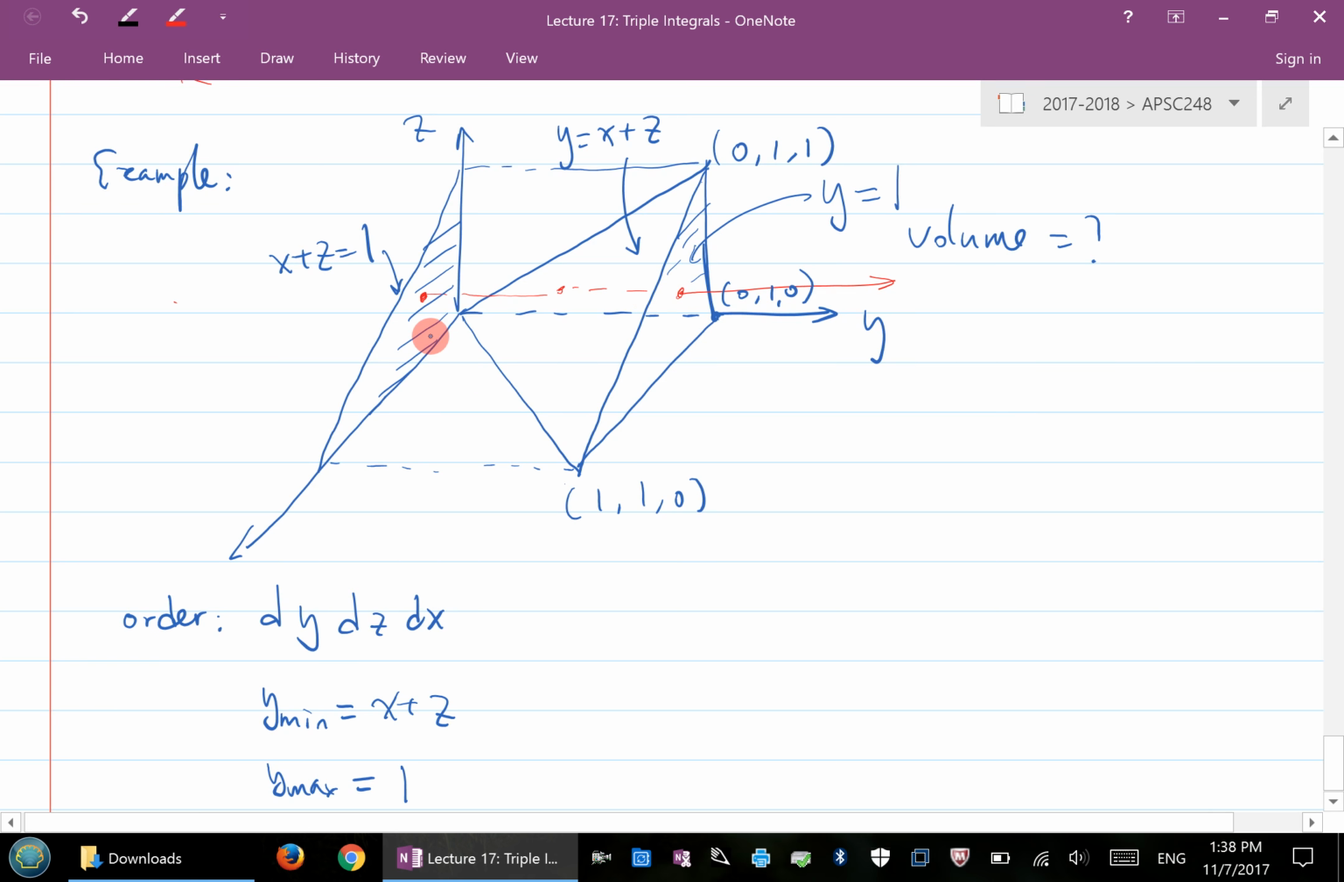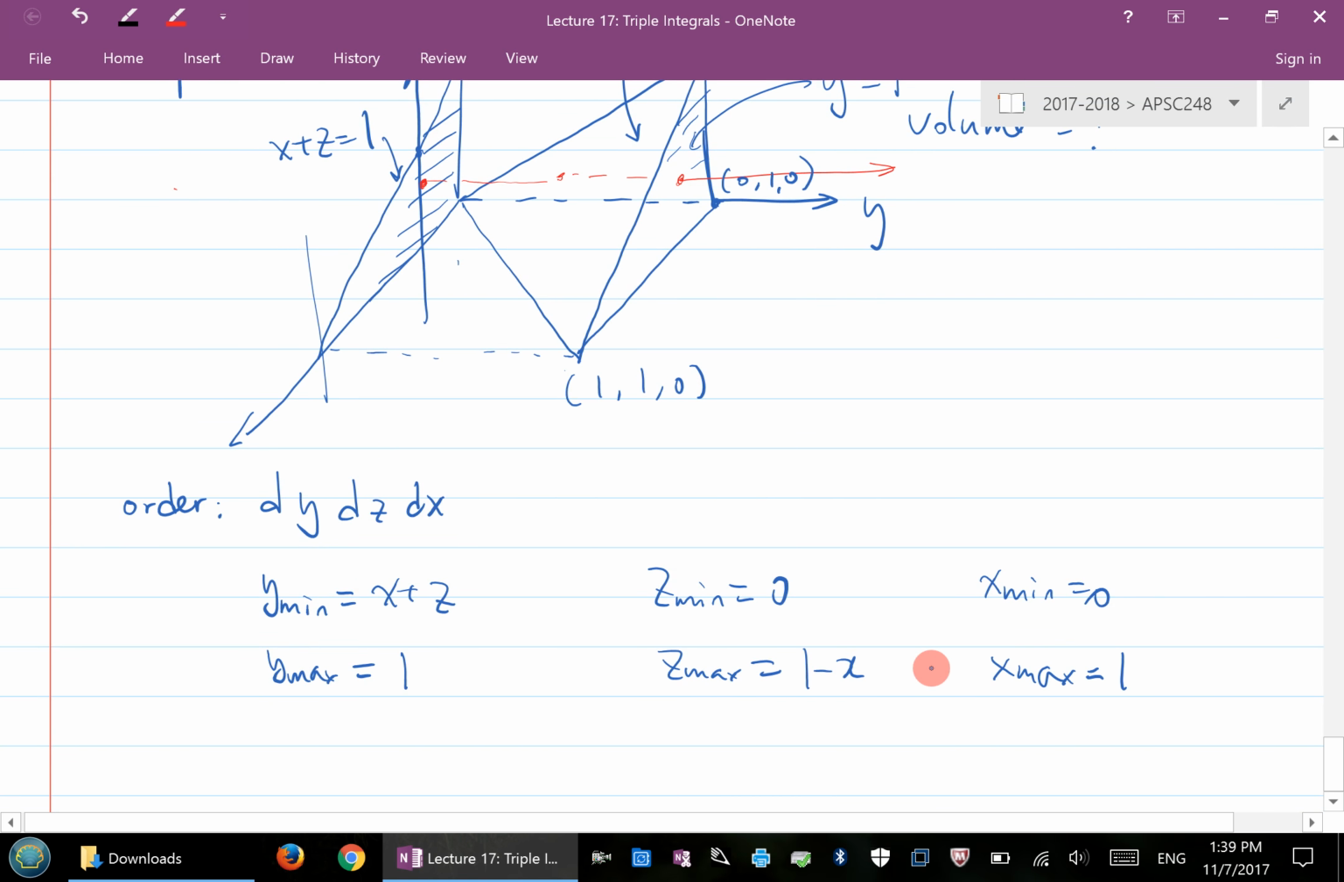And finally, next you need to find the z limit. So within the shadow, draw an arrow line in the z-axis direction. The first contact gives you the z min. The second contact gives you the z max, which is on this line here, which is 1 minus x. Finally, you sweep this arrow line across this shadow. You get your x min equal to 0, and x max equal to this point here, which is 1. Okay, so these are your limits here.